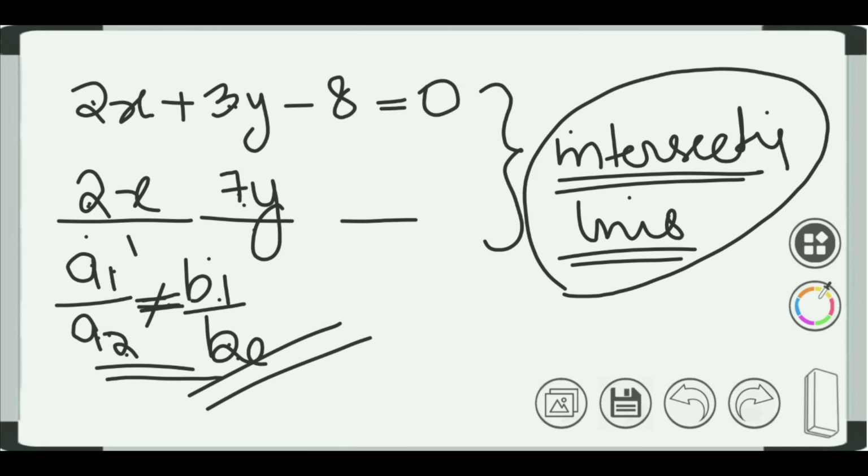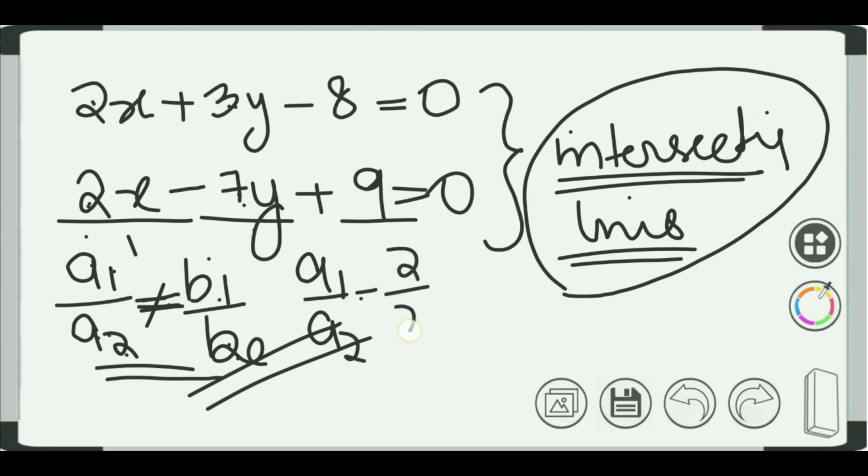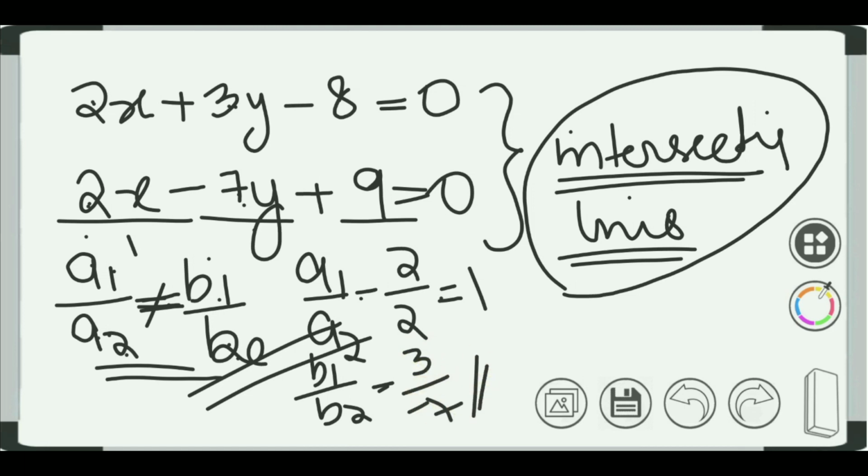You can form any equation of your choice. Plus or minus 9 equal to 0. So this is my equation: 2x minus 7y plus 9 is equal to 0. If you want, you can check it out. What is A1 by A2? 2 by 2, which is equal to 1. What is B1 by B2? 3 by minus 7. Is it equal to 1? Not equal to 1. So this satisfies the condition A1 by A2 not equal to B1 by B2. So these will be intersecting lines.